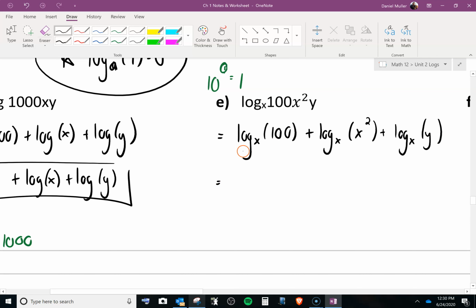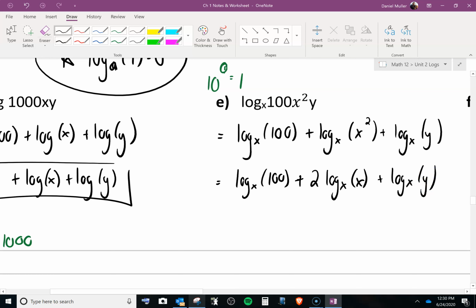Now for this log base x of 100, that's fine. Now this one right here, the 2 can come down because remember I don't want any exponents. And then log base x of y. What's really interesting about this one is that there are a couple of things that we can do.